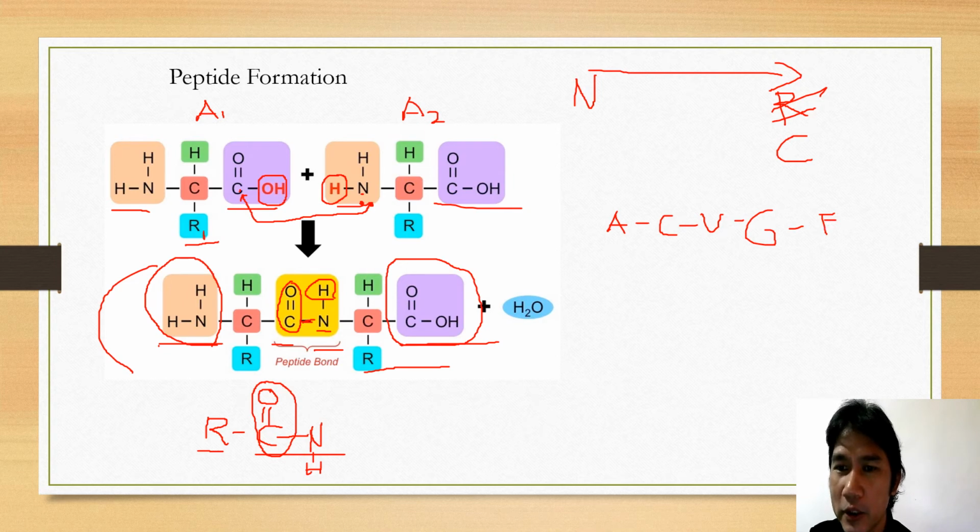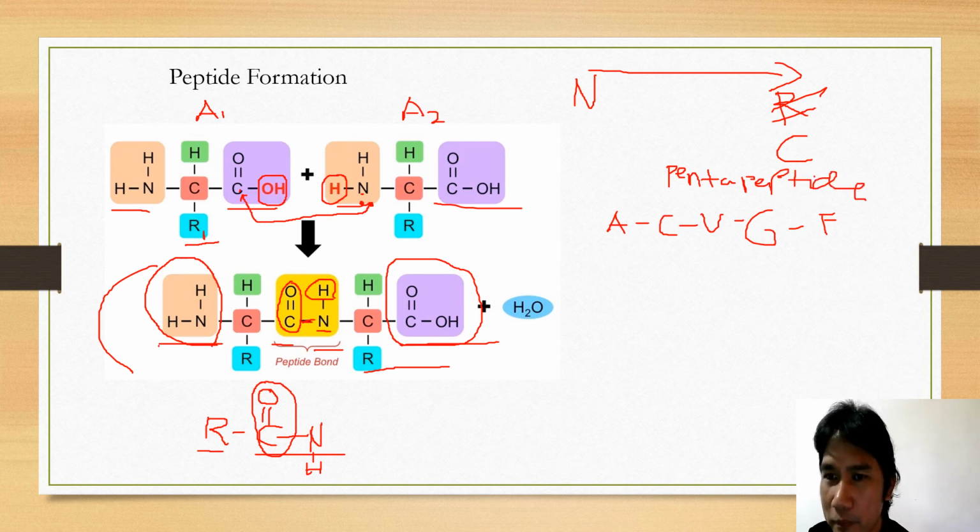Okay, how many amino acid residues do I have? I have 5, so you call this a pentapeptide. How many amino acid residues? There are 5. That's why it's a pentapeptide. How many peptide bonds? There are 4: 1, 2, 3, 4 peptide bonds.